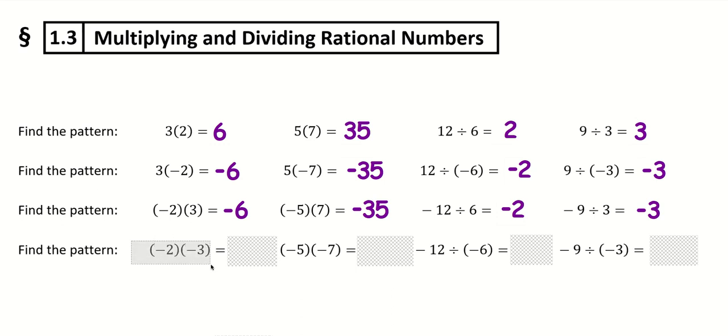So down here, what happens when you have a negative times a negative, or a negative divided by another negative? Well, you can group it in with this. When the signs are the same, whether it's two positives or two negatives that you're multiplying or dividing, the final answer is positive. So this will make positive 6, multiply together to make positive 35. These two numbers divided to make positive 2 and positive 3.